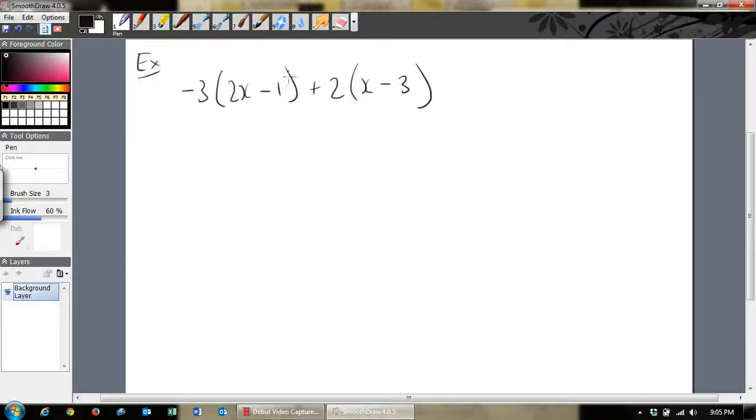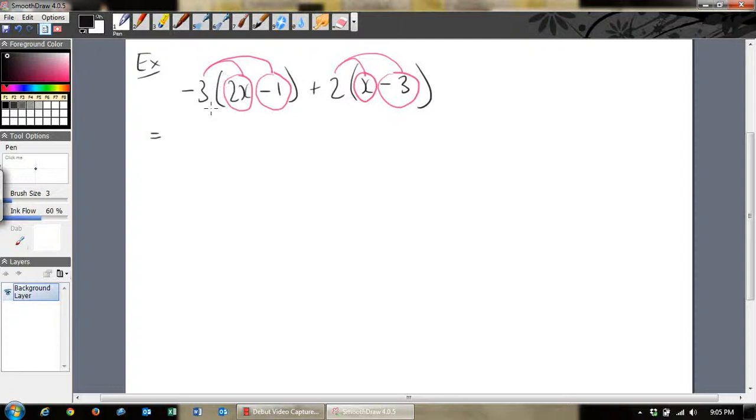Again, it's just two separate pieces, and so what we need to do is multiply the negative 3 by the 2x and the negative 3 by the negative 1. Just remember that's a negative 1. We're looking at the two terms here. Our terms over here are x and negative 3 that we're multiplying by. So let's do this one piece at a time.